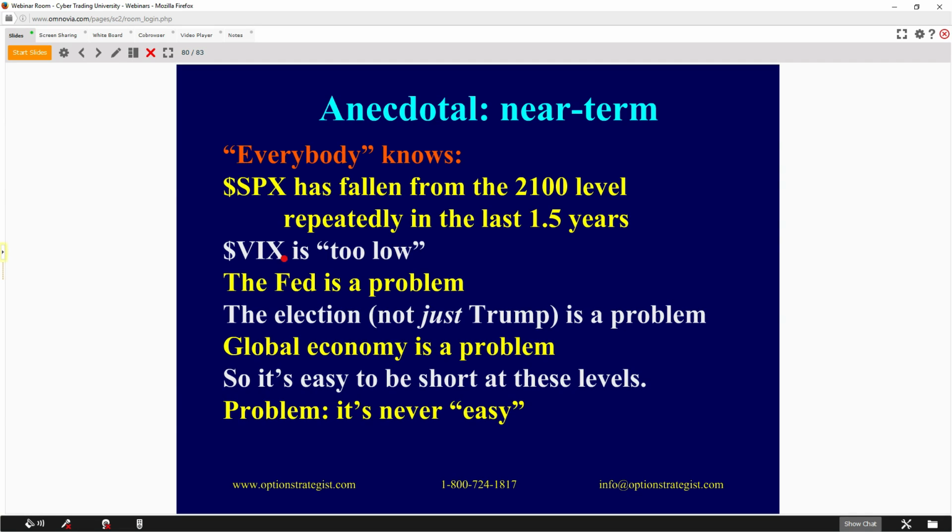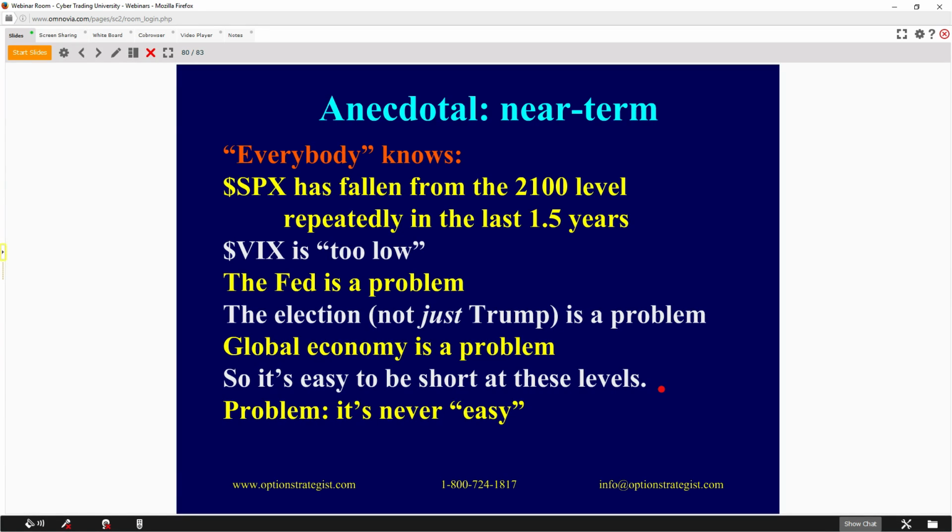Everybody knows VIX is too low. It's down at 13, and that's low. Everybody knows the Fed's a problem. Everybody knows the election's a problem. It's not just Trump. Everybody knows the global economy is a problem. There's just not any really good news here. So it's really easy to be short at these levels. And I'm telling you, all the big hedge fund guys on TV seem to be short. All the short-term traders seem to be short. The only bulls are the guys who are always bullish. And even some of them say there could be a correction before.